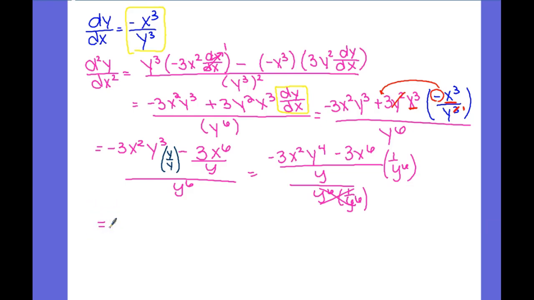So I didn't do this on Monday. What can I take out of these two terms? x squared, negative 3x squared. Josh, you're always right. Okay. What does that leave behind? y to the 4th plus x to the 4th.